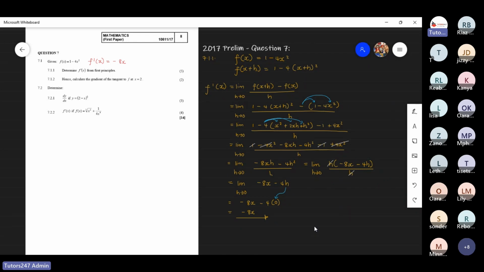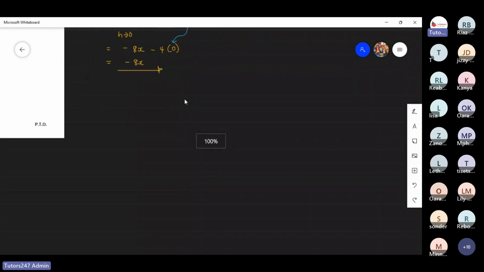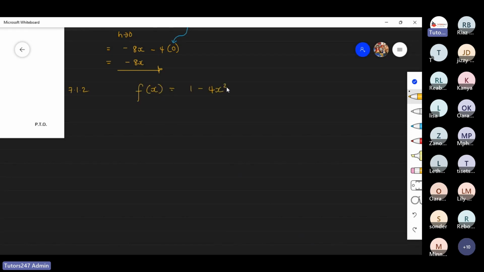Let us move on to question 7.1.2. Question 7.1.2 states: hence calculate the gradient of the tangent to f at x equals 2. So we now need to calculate the gradient of the tangent of f at the point x equals 2. To understand that question, let's do a quick rough sketch. So we've got question 7.1.2, and we had f of x equals 1 minus 4x squared.